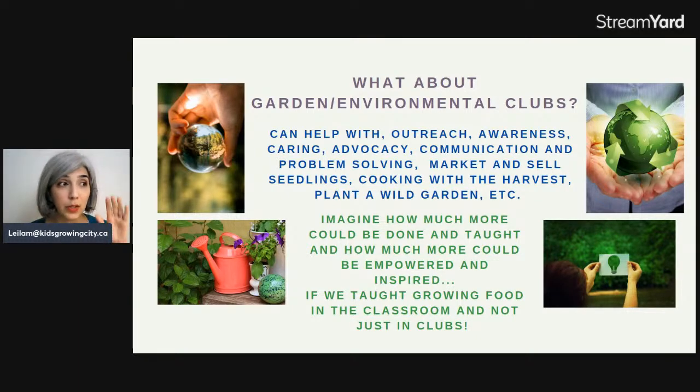they're very, very helpful. So let's still have the clubs because they can help with outreach, creating awareness about the classroom gardens, caring for the classroom gardens, advocacy work. They can do communications and problem solving. For example, they can be responsible for making sure that in the caring station, the caretakers don't close down the blinds during the day, check on it, and make sure that the plants have enough water, blah blah blah. There's extra work that they can do.